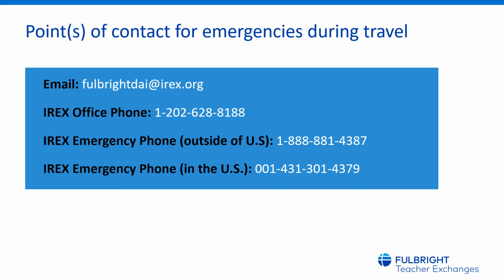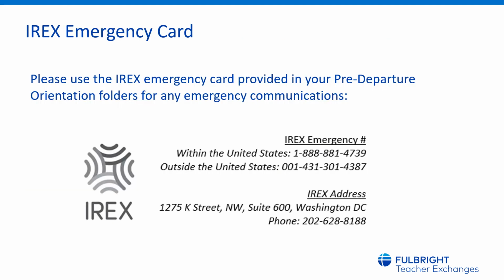These are the IREX points of contact for emergencies during your travels. fulbrightdai@irex.org, the IREX office phone 1-202-628-8188, the IREX emergency phone for outside the U.S. 1-888-881-4387, the IREX emergency phone in the U.S. 001-431-301-4379. Additionally, you will have the IREX emergency card provided in your pre-departure orientation folders to use for your emergency communications.